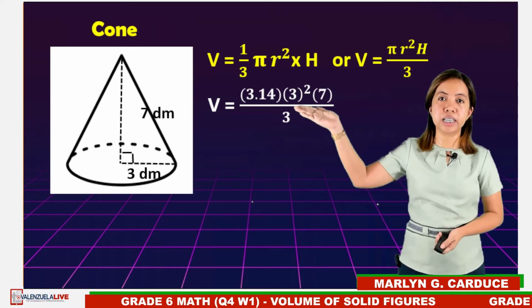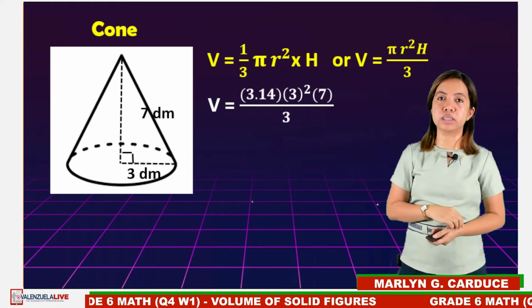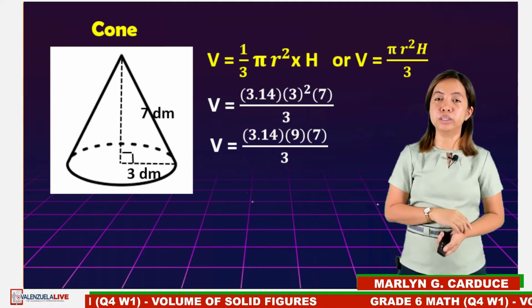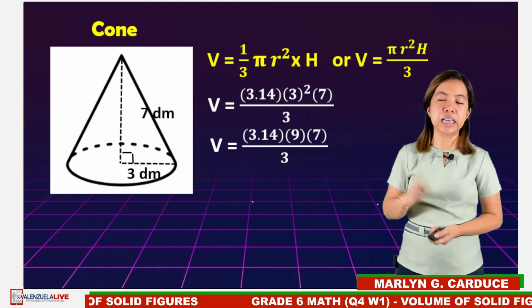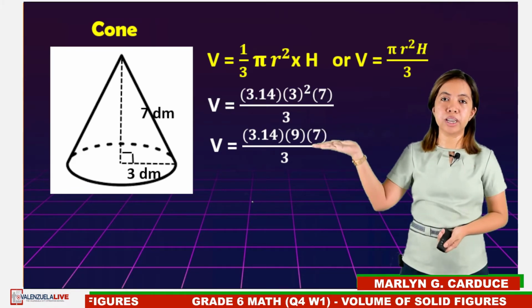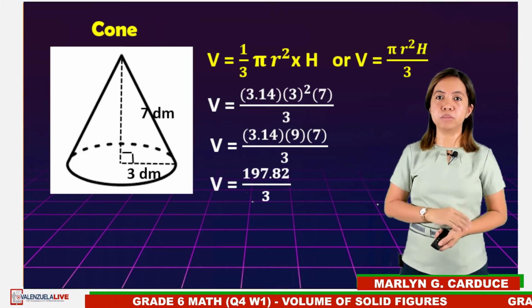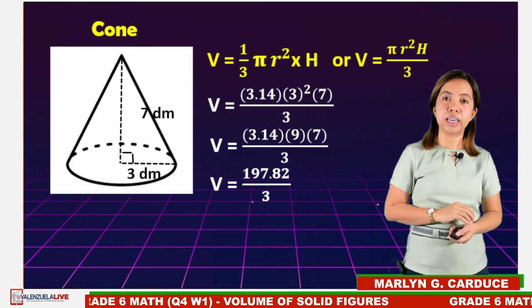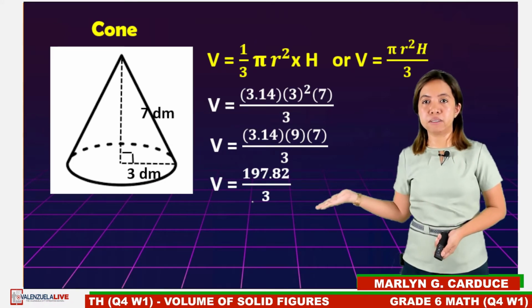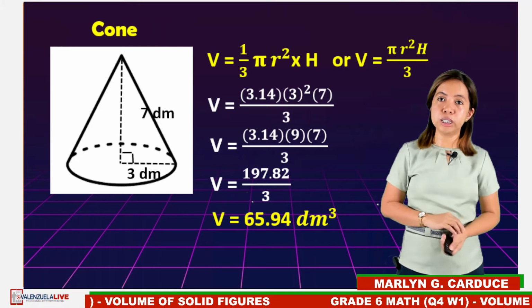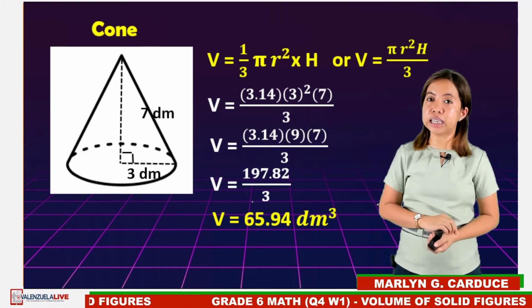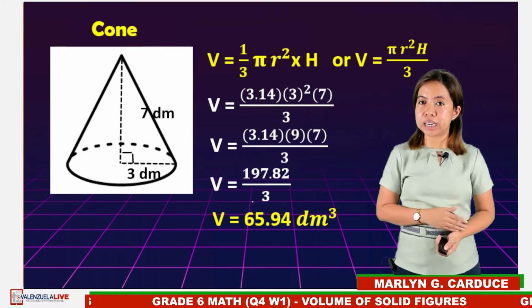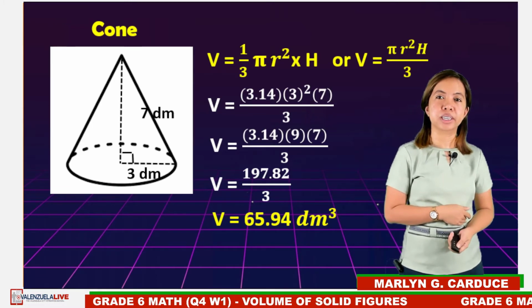So first, let's express the exponent. So 3 squared will be equal to 9. Then multiply it by 3.14 and 7. So multiply all the numbers in the top. It will give us 197.82. Then divided by 3. So the volume now of the given figure is 65.94 cubic decimeters.